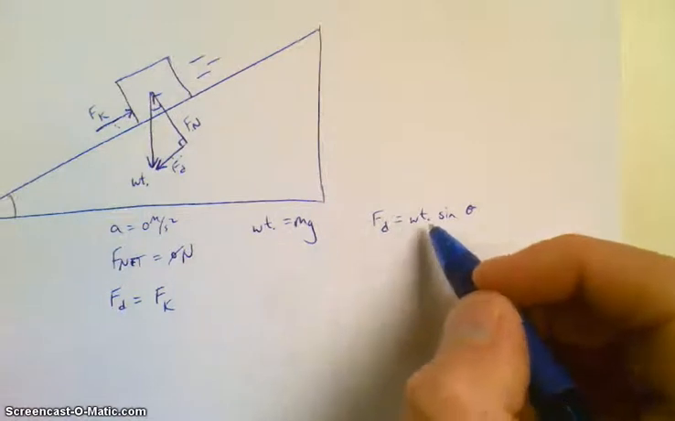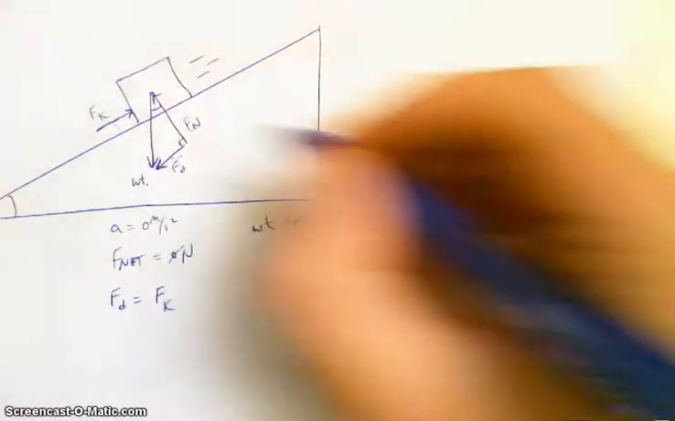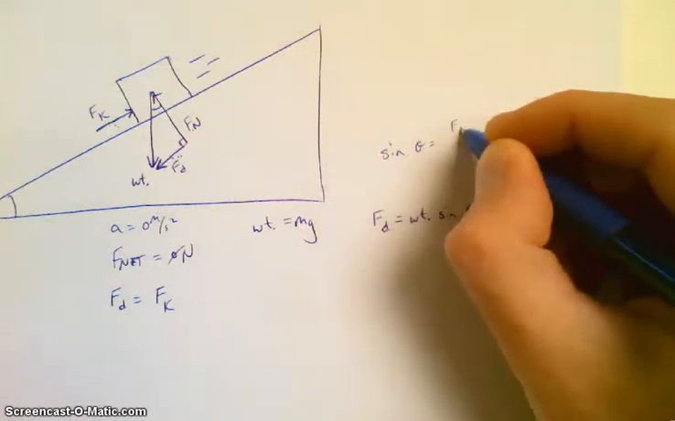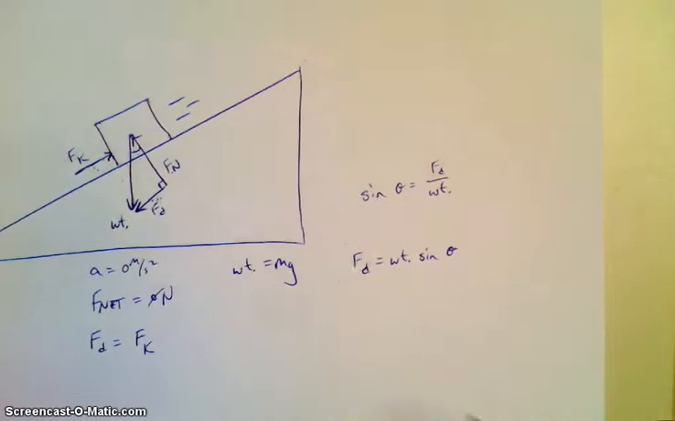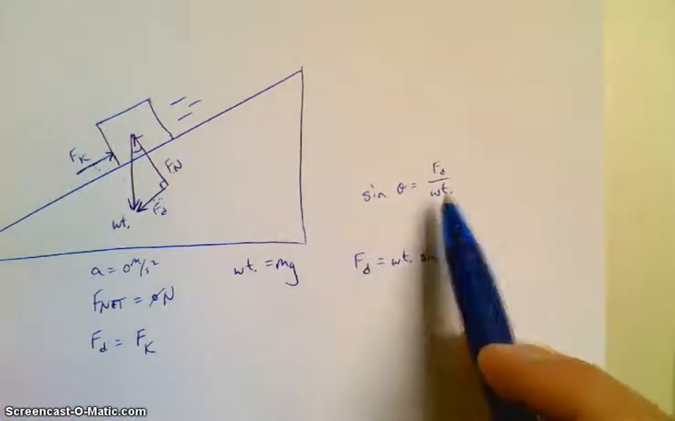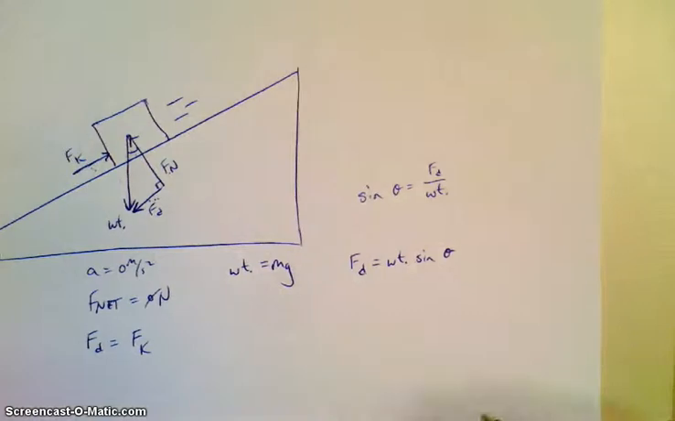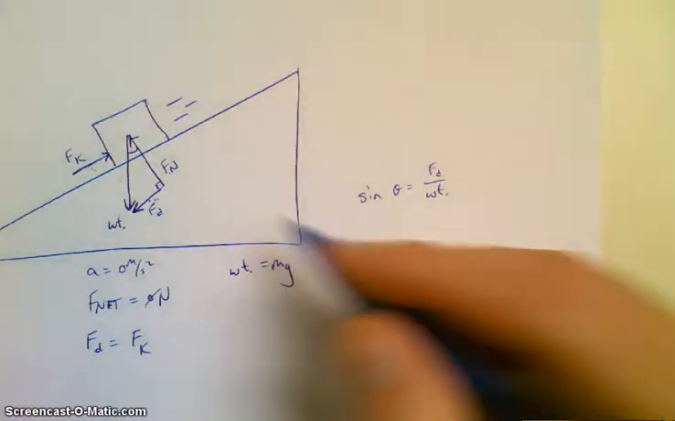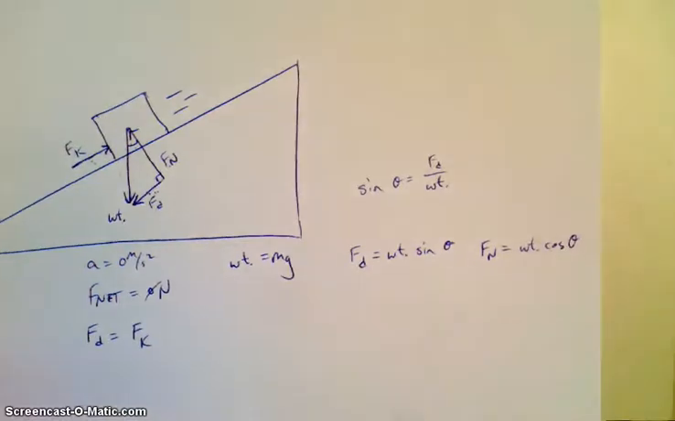Again, I'll just do a quick review of where this comes from. If I know the opposite side and the hypotenuse, the sine of theta is equal to the opposite over the hypotenuse. That's where it comes from. And then if I'm solving for FD, it's just weight sine theta. And then finally, Fn is what? If FD is weight sine theta, then Fn is weight cosine theta.